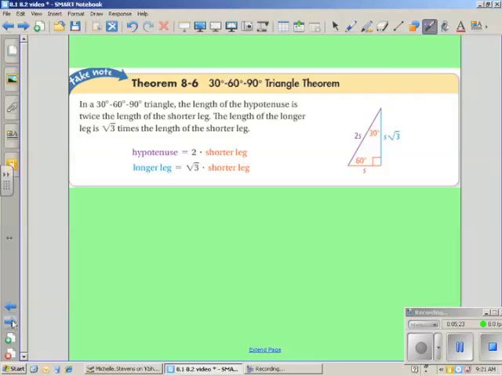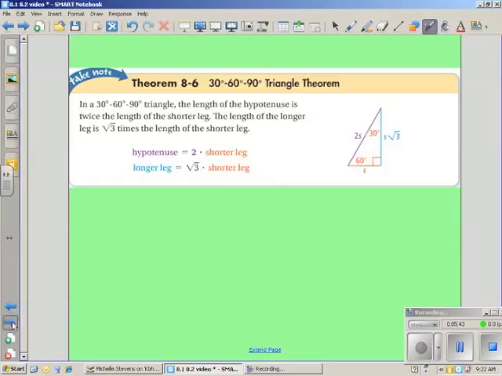The next one we're going to learn is for 30, 60, 90-degree triangles. The length of the hypotenuse is twice the length of the shorter leg, and the length of the longer leg is radical 3 times the length of the shorter leg. So there are 2 different formulas we're using for a 30, 60, 90-degree triangle.